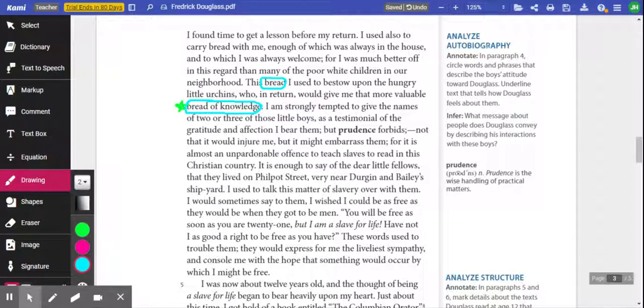So now I'm going to put screenshots of the rest of the article in the Nearpod, and you're going to go through and annotate these just like before.